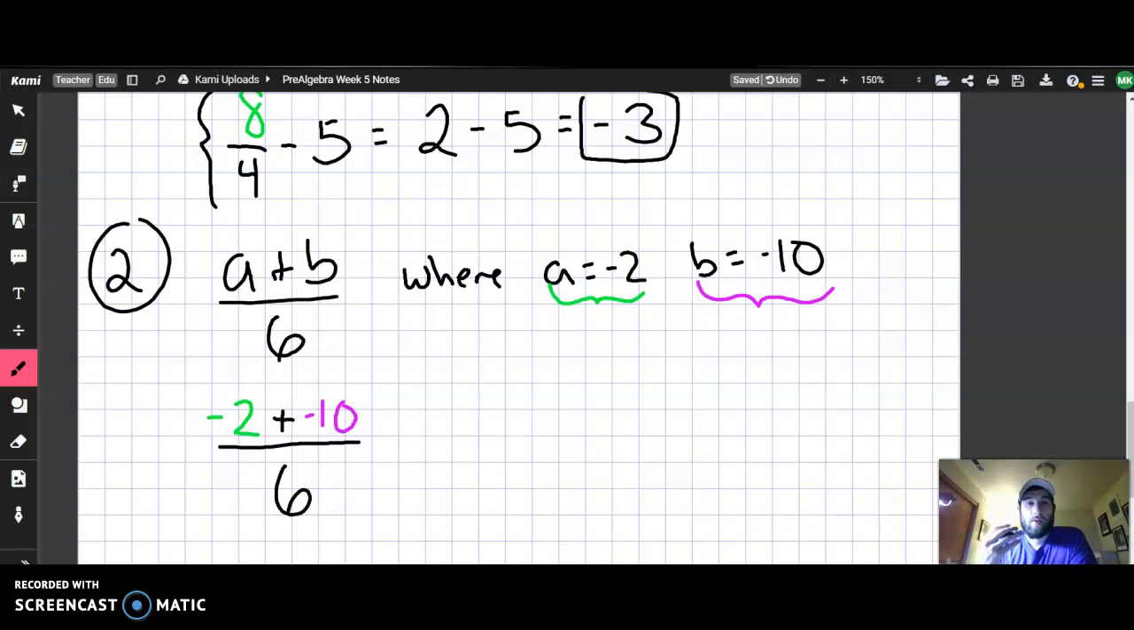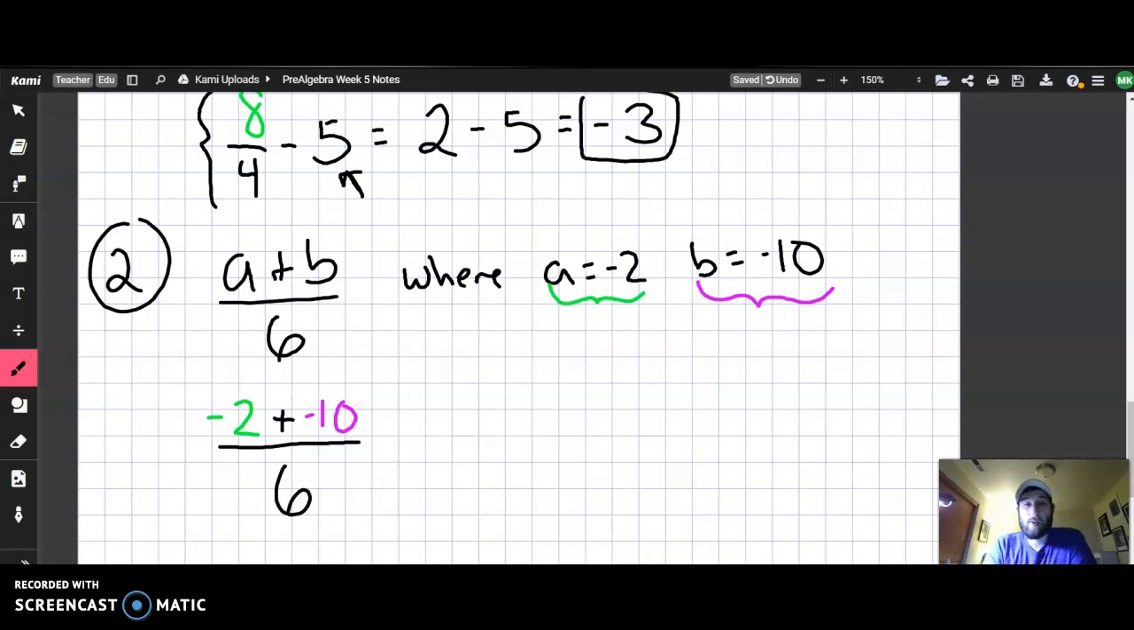Now, we have a fraction bar. The 2 and the 10 are on top of the fraction bar. That means they're both being divided by the 6. Up above, the 5 was not in the fraction, so it did not get divided. So when we processed that order of operations, the 8 divided by 4 happened first because that was divided. Then we subtracted by 5.